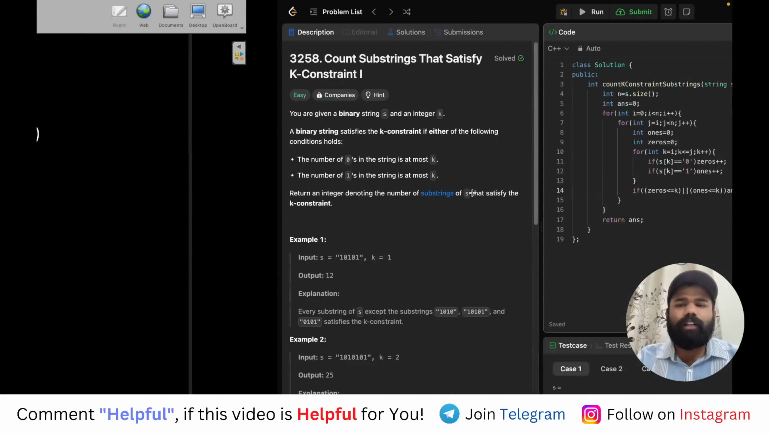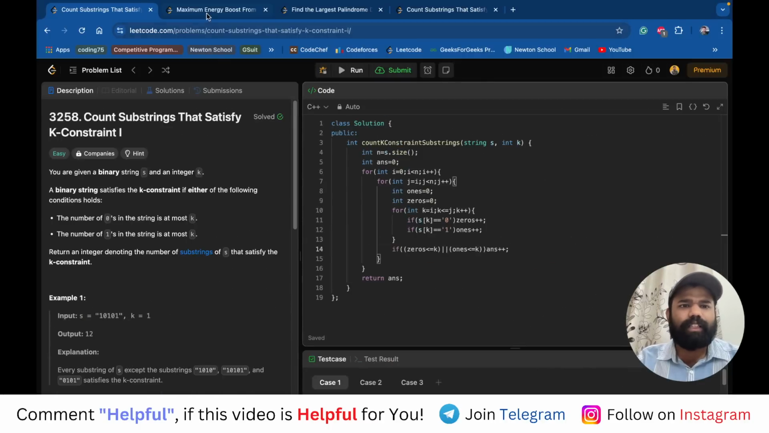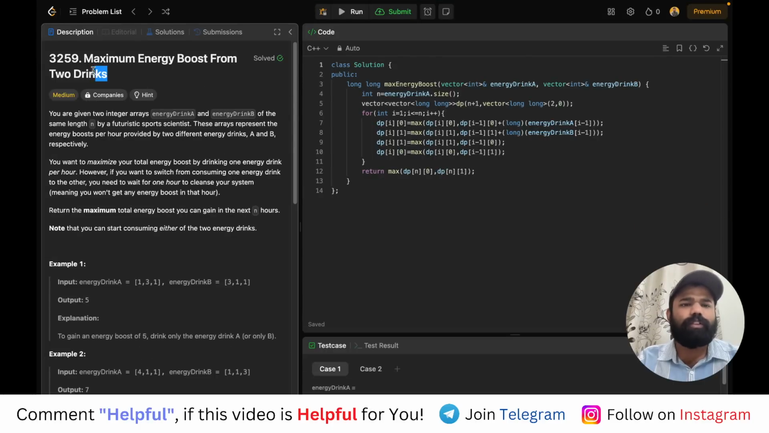Amazing. Now moving forward to the next problem, which is this: maximum energy boost from two drinks. This is actually a really good problem of dynamic programming.